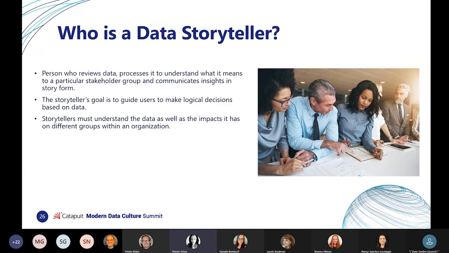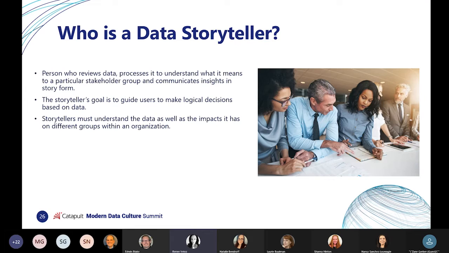Slide, please. So who is a data storyteller? A data storyteller is a person who reviews data, processes it to understand what it means to a particular stakeholder group, and communicates insights in story form.